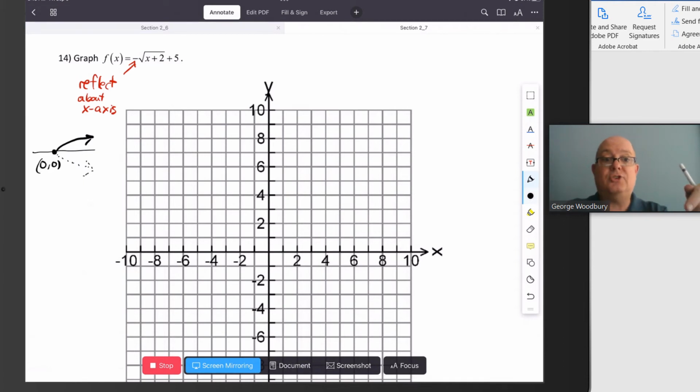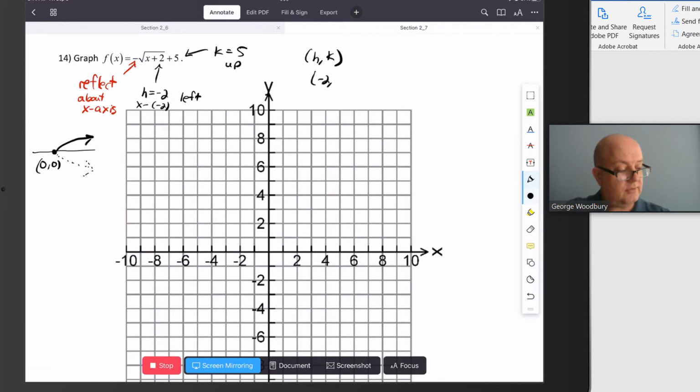Now I need to know what my h and k are. There's no stretch factor or shrink factor in front of the x or the function, so all I really need to know is h and k. My value of h is negative 2, because this is really, again, the same as x minus negative 2, so that's a shift of 2 to the left. My value of k is 5. That's a shift of 5 upwards. So again, h, k is going to be at negative 2, 5. That's where this graph is going to start. So negative 2, 5 would be here.